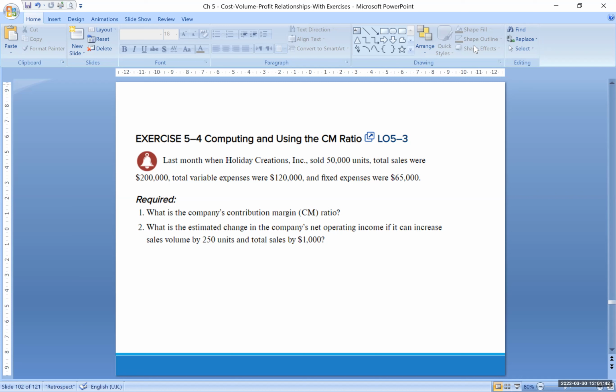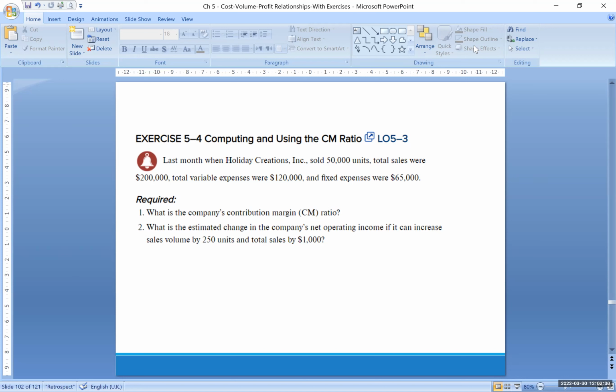Computing and using the CM ratio. Last month, when Holiday Creations Incorporated sold 50,000 units, total sales were $200,000. Total variable costs were $120,000. And the fixed expenses were $65,000. Required: What is the company's contribution margin ratio?